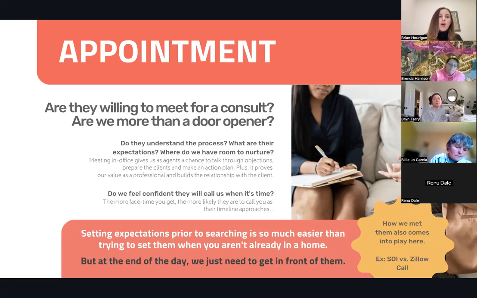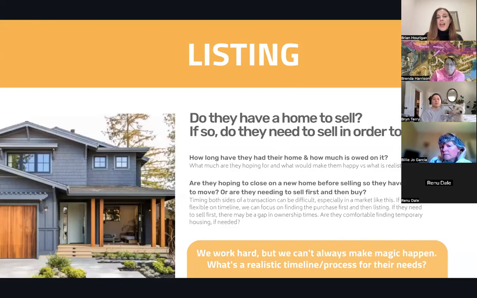But beforehand, let's meet at my office. It just depends on who they are. And then listing. Do they have a home to sell? If so, do they need to sell it before they buy? Are you in a position where we can close on your purchase before we close on the sale? Are you hoping that we can move everything into your new house before we list your current one? Do you need to sell to buy? And are you going to be living there while we're doing showings? What does that look like for you?